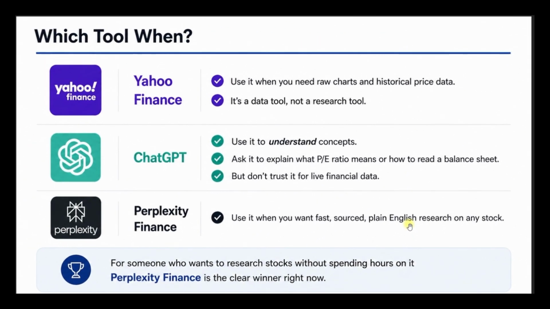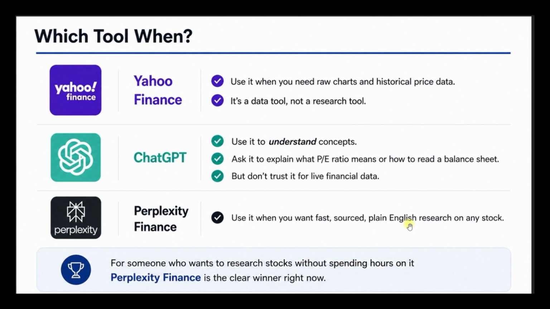Every tool is useful depending upon what you need it for. So use Yahoo Finance when you need raw data. Its data is pretty accurate and provides historical data as well. But consider it as a data tool and not a research tool. Then comes ChatGPT. It's great to understand few concepts. Ask this tool to explain you how to read a balance sheet, explain P ratio, what EPS means, etc. But it may not provide you live financial data in all the cases and in-depth analysis.